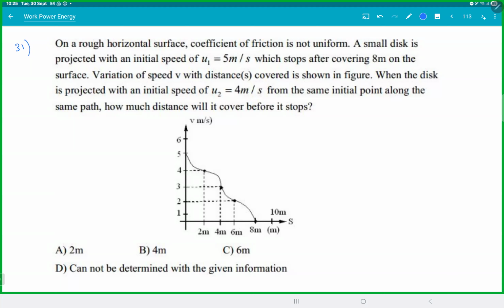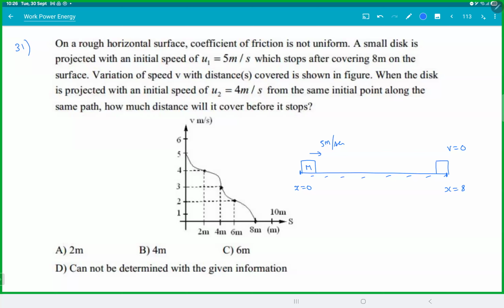So let's think about this thing. You need to manipulate a bit. Let's try to imagine a situation. Let's say the block is moving from x equal to 0 to x equal to 8 meters. Friction is not uniform, we have no idea. So the block, initially the speed is 5 meters per second. It traveled on this rough surface, and when it reached here, the speed became 0.